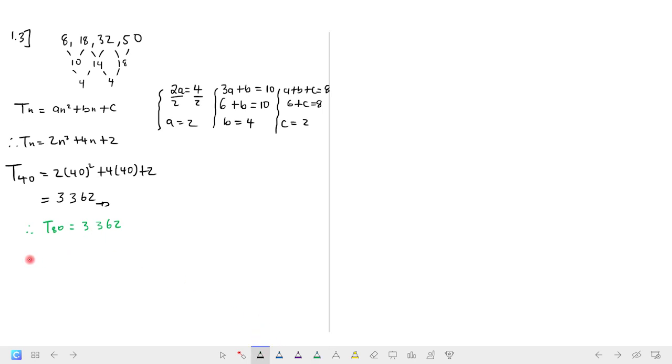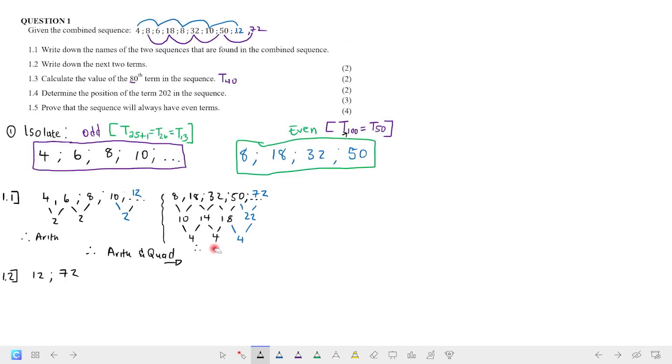Now let's go ahead and look at 1.4 and see what it wants us to do. 1.4 says determine the position of the term 202 in the sequence. Here we know a term value, which is 202, and we want to know in which term it belongs in this combined sequence. In order to do that, we will need to test the value to see which sequence, between these two, gives us the position.